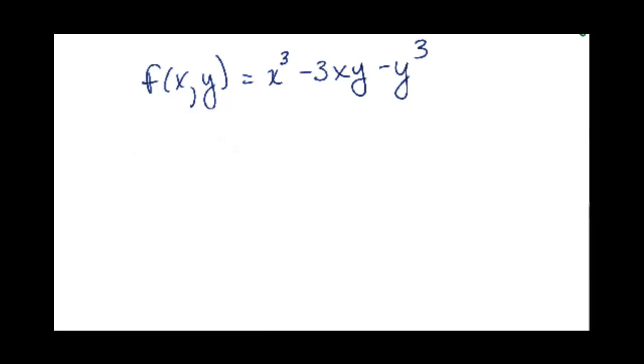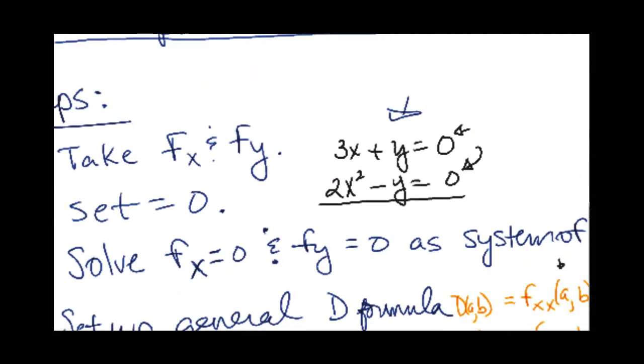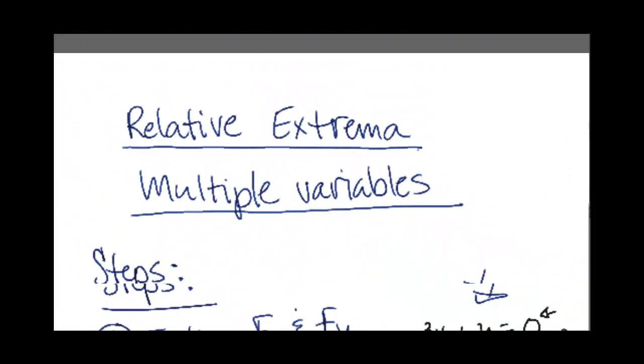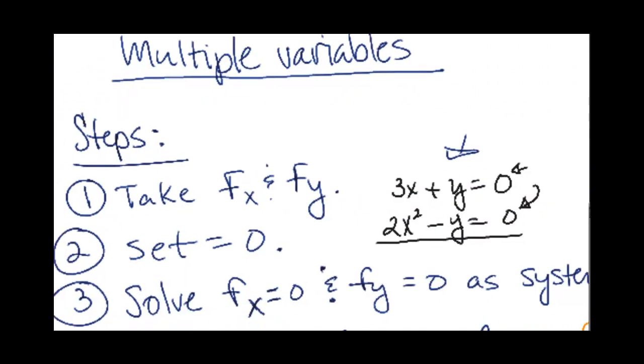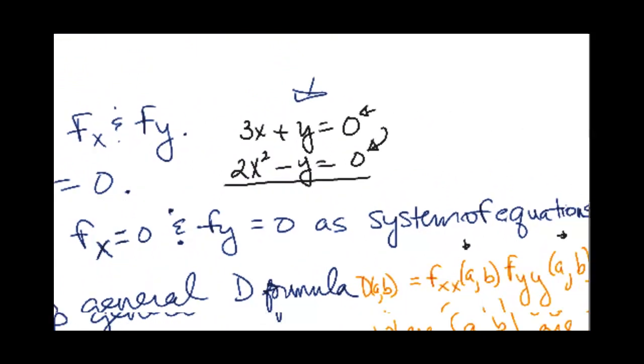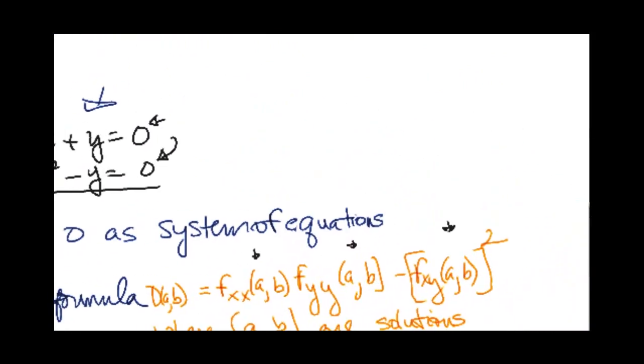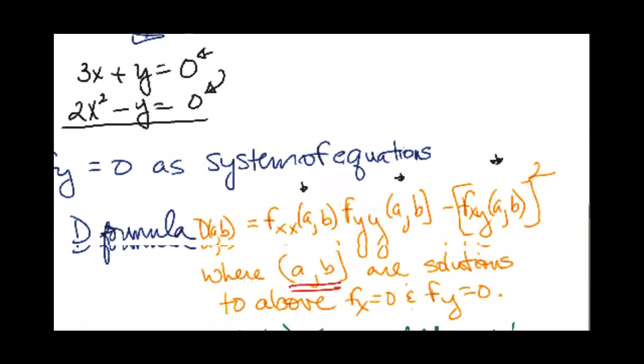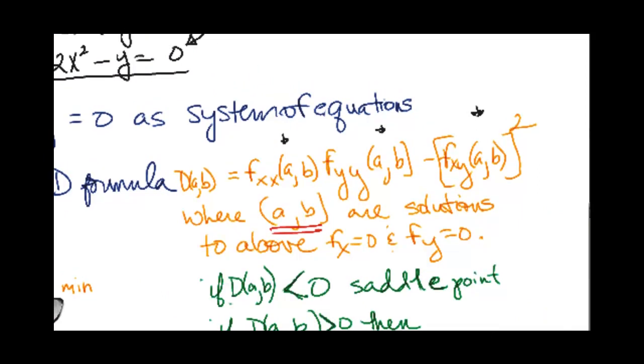We're going to do an example of relative extrema with multiple variables using these steps here. If you remember from the concept video, we're going to have to take the partials, set them equal to 0. You'll get two equations with two unknowns, solve the system of equations, set up this general D formula, and then evaluate it at each critical point.